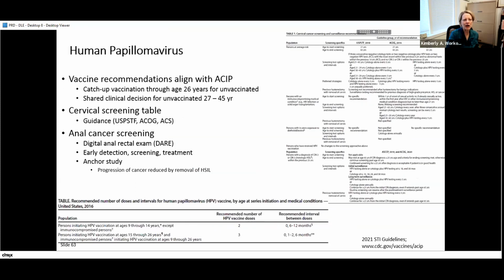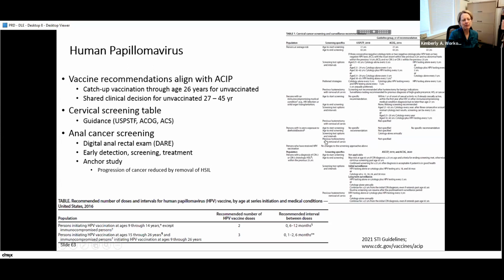So in terms of what was new in the guidelines, there's a really nice table that was created looking at cervical cancer screening and comparing the U.S. Preventive Services Task Force, ACOG, and the American Cancer Society, where you've got all the recommendations in one table, which is really, really nice. Most of the recommendations for vaccines align with ACIP.